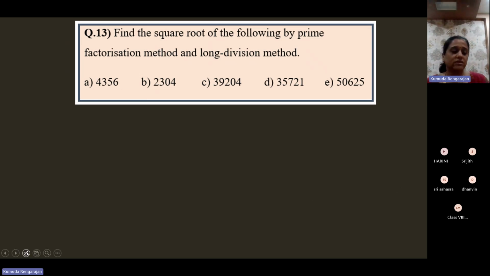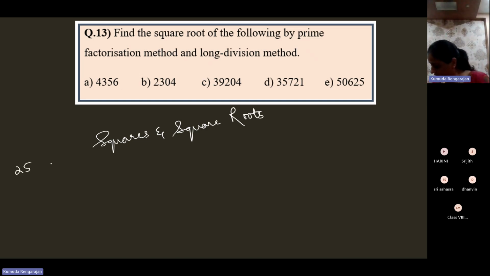Write today's date. The name of the chapter, squares and square roots. Write the date. I think it's 25th. Check. Oh, today's 24th. I'm sorry. Today's 24th. Yeah, start working.